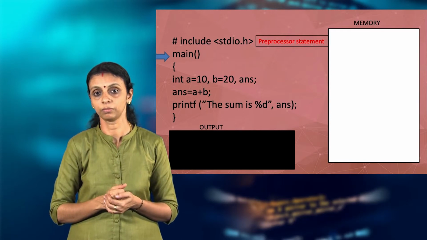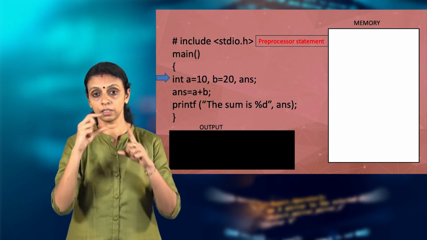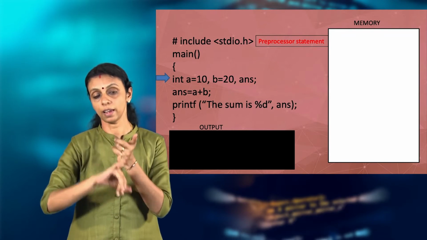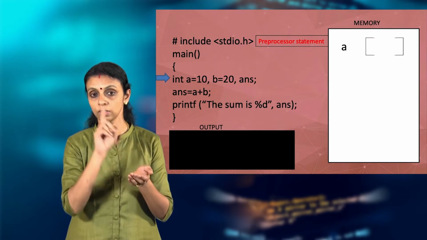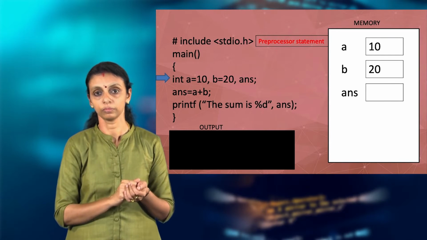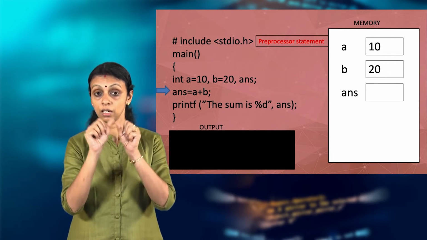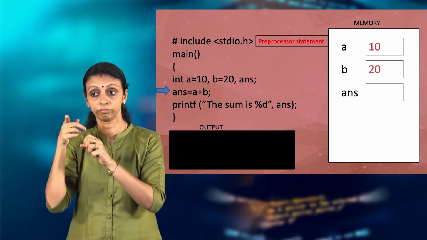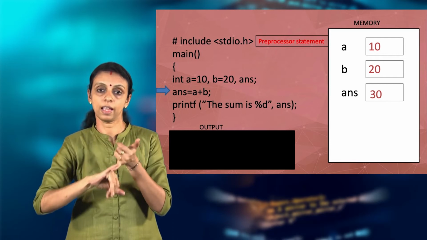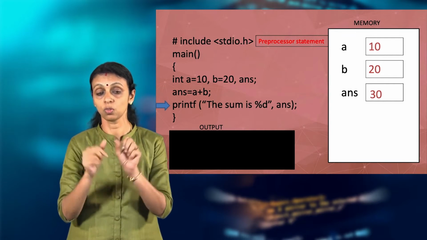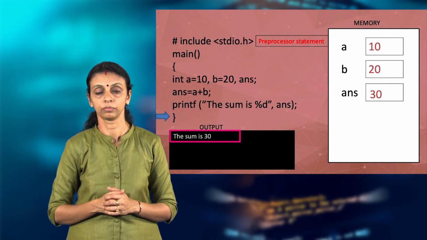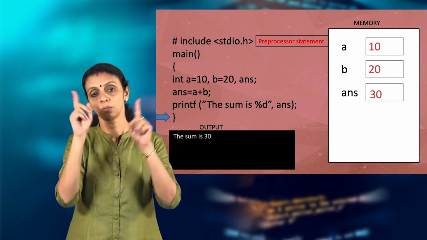Declares three variables in memory: A, B and ANDs. Stores 10 in A, 20 in B, adds the value of A and the value of B and stores the answer in variable ANDs. Prints the value of ANDs on screen. That is how this program runs.